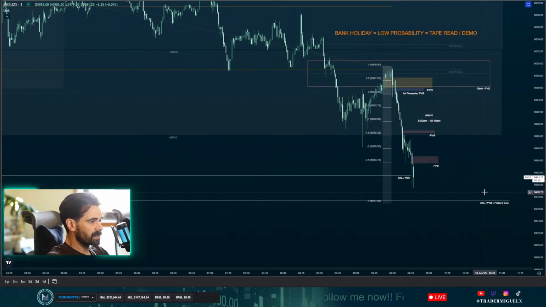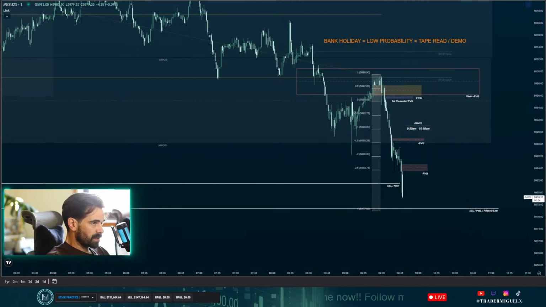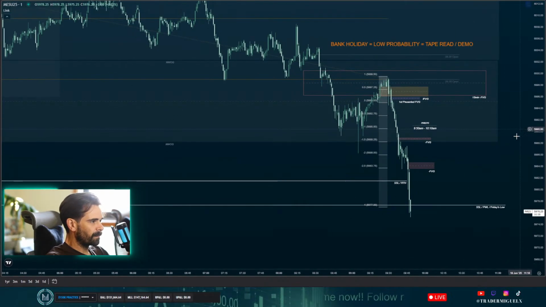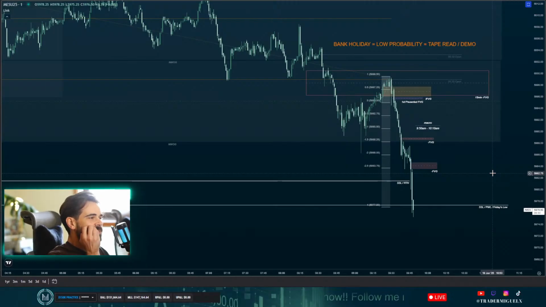As soon as it is taken, we will have to reformulate our plan, because then price can eventually retrace back and try to balance some of that inefficiency. So yeah, Friday's low has been taken, so the draw on liquidity has been hit. This was quite a run to the downside, just like expected. Clean price action, clean drop. Nice tape reading once again here.